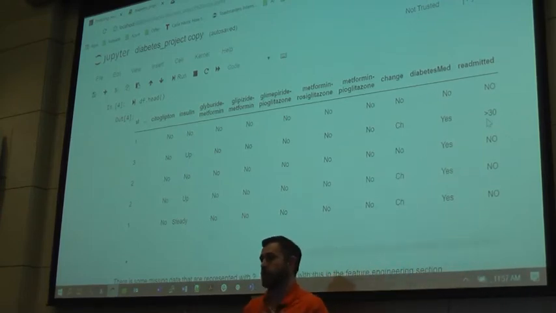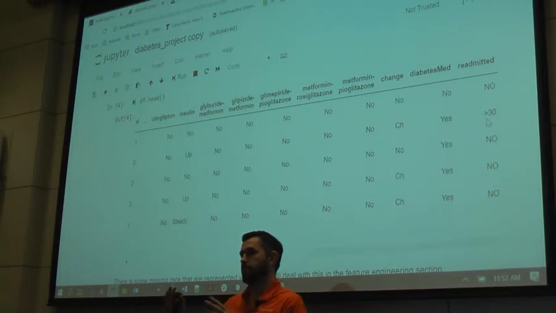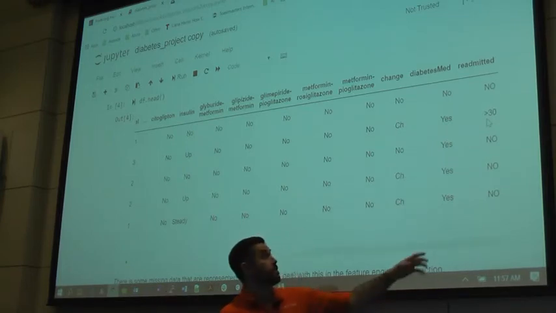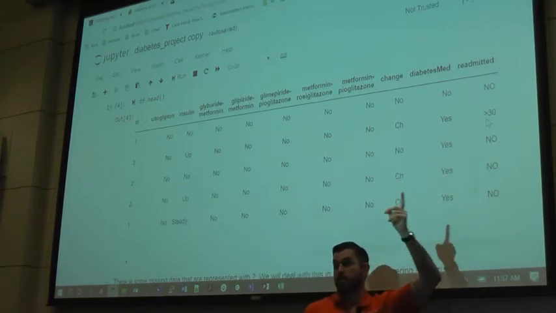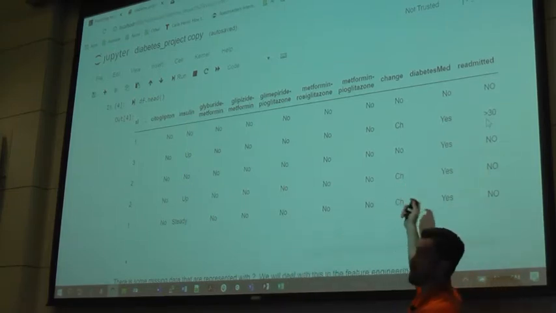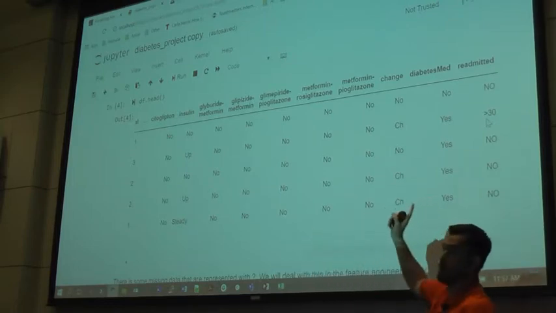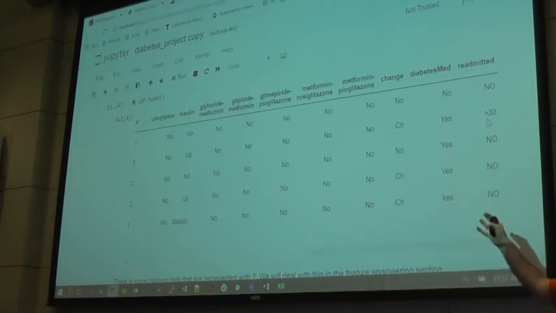So the problem we're trying to solve is predicting folks that come back to the hospital in under 30 days. For example, the second row is one guy that probably got misdiagnosed, or maybe there was something we could have done in the medical world that would have not brought him back, but he came back in less than 30 days. That's what we're trying to predict. Any questions so far? Okay.